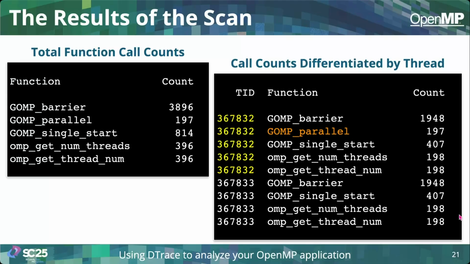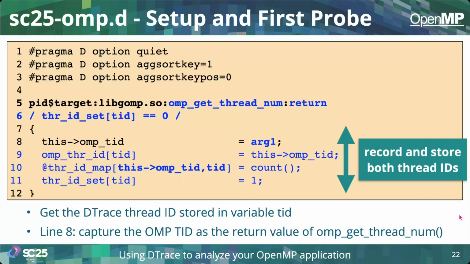So we see that we have almost 200 invocations of the parallel region. We also see we have 2,000 invocations of the barrier in both threads, and so forth. We also see that getNumThreads and getThreadNum execute almost 200 times each. And just these few lines of DTrace will give me that information. These are the functions that I'm going to zoom in on, because I want to know more about them.